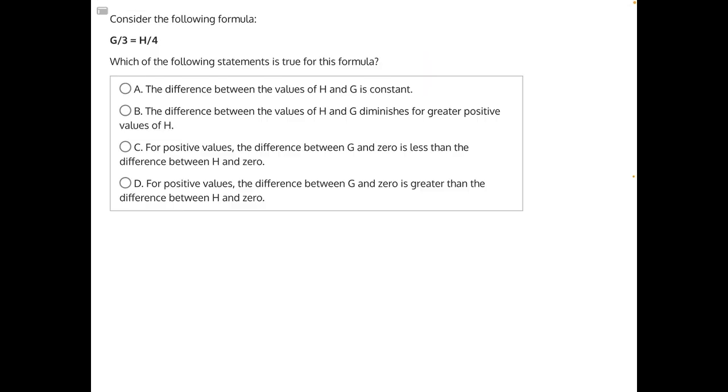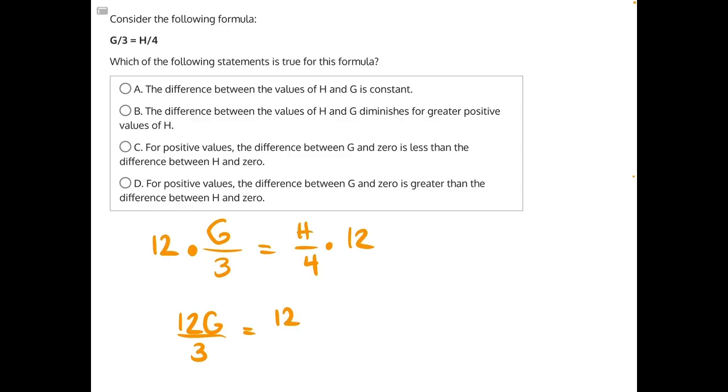Starting by getting rid of our denominators, we will need to multiply both of these fractions by a multiple that can be divisible by both 3 and 4. In this case, that's going to be 12. When we do this, we'll have 12g over 3 is equal to 12h over 4. And now we just need to simplify both fractions.